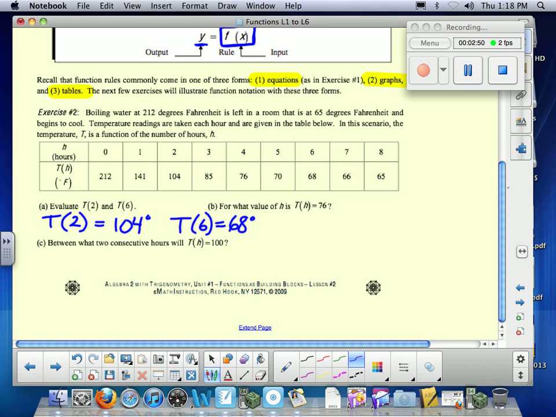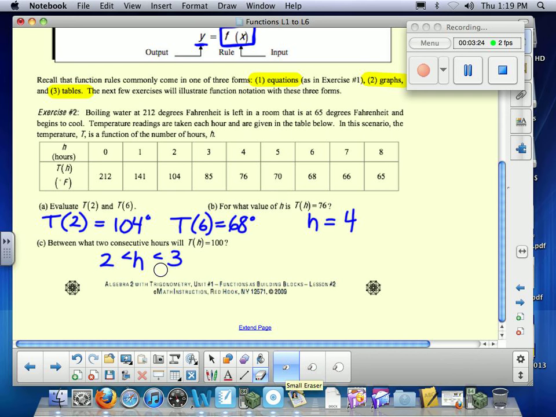Letter B. For what value of h, in other words, what hour is it where the temperature equals 76 degrees? So that's h equals 4. Okay, that's 4 hours later. And then what do you think is going to be true? Between what 2 hours will the temperature be 100 degrees? 2 and 3, yeah? So h is going to be between, actually it won't be inclusive, will it? Because we know what it is right at 2 and right at 3, and that's not 100. Okay, so h is going to be between 2 and 3 hours.